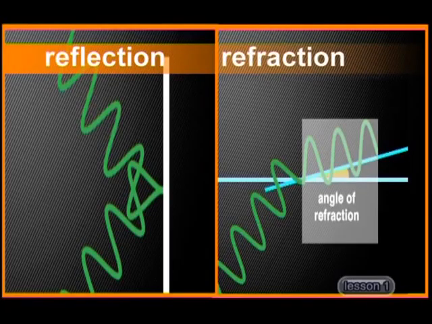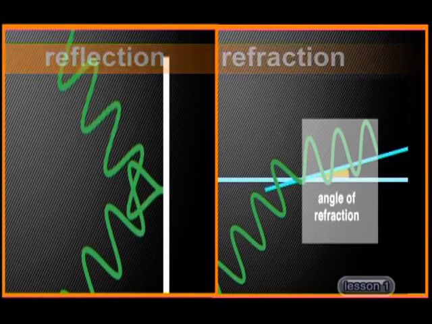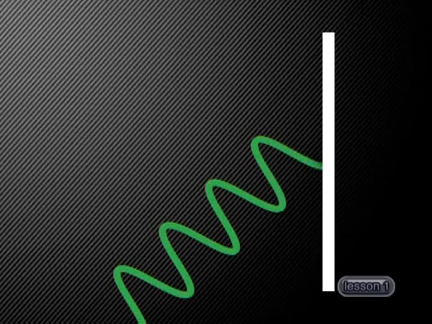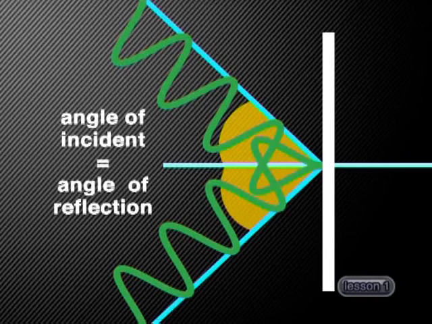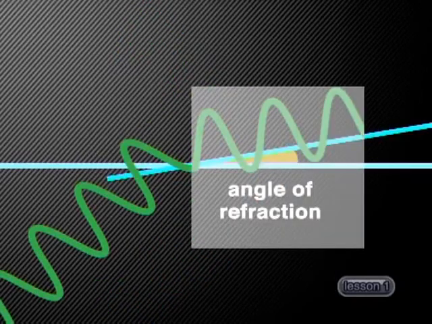Now let's use the ripple tank to see if 3D waves behave in the same way as 2D waves when they reach a boundary. You should remember that a 2D wave can either be reflected or refracted when it reaches a boundary. If the wave is reflected, it will always obey the law of reflection, which says that the angle of incidence is always equal to the angle of reflection measured from the normal.